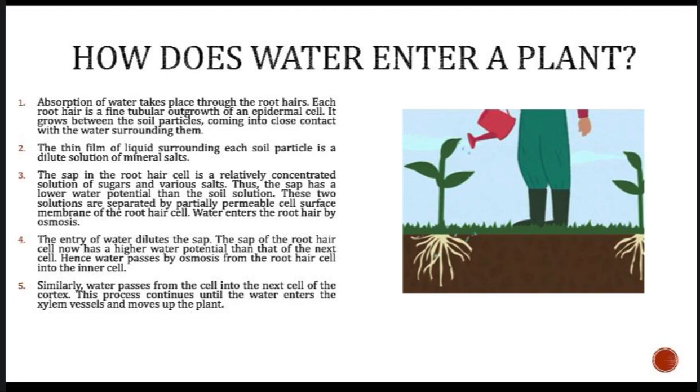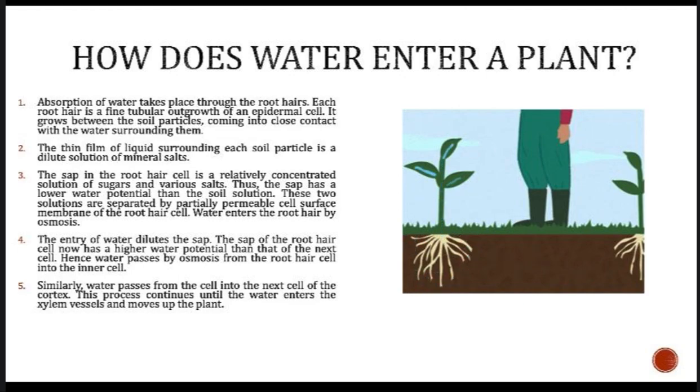How does a plant actually absorb water? So absorption of water takes place through the root hairs. Each root hair is a fine tubular outgrowth of an epidermal cell. It grows between the soil particles, like hugging the soil particles, coming close into contact with water surrounding them. So you have a thin film of liquid surrounding each soil particle, which is also a dilute solution of mineral salts.